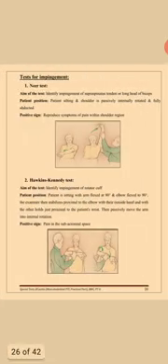Test for impingement. Neer test. Aim of the test: identify impingement of supraspinatus tendon or long head of biceps. Patient position: patient sitting and shoulder is passively internally rotated and fully abducted. Positive sign: reproduce symptoms of pain within shoulder region.